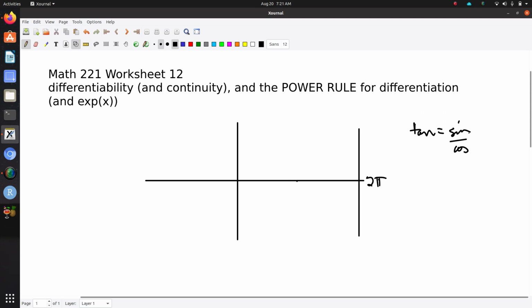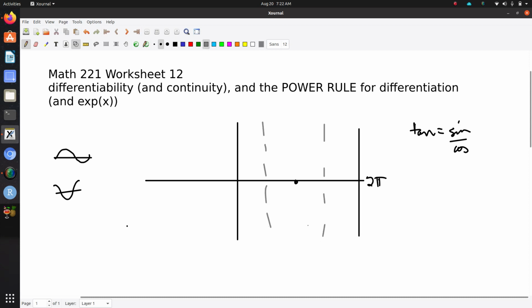So how would we plot that? Well, if we remember what sine looks like from 0 to 2 pi, and cosine looks like that from 0 to 2 pi, just draw yourself a little sketch to remind you. But if tangent is sine over cosine, the important part is, wherever cosine is equal to 0, we need to get our asymptotes in there.